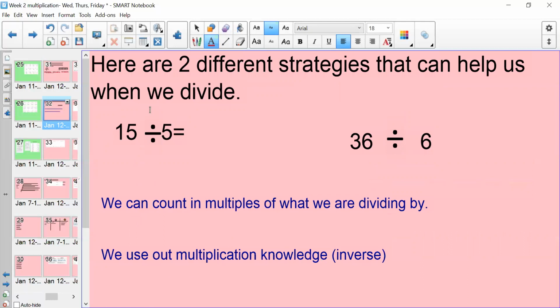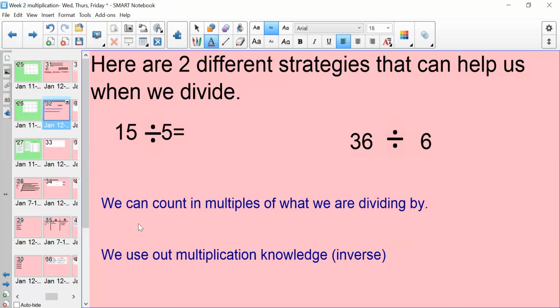So in your head, if you know what 15 divided by 5 is already, then you're on the right track. And that only comes with a lot of practice. So the more you practice, the quicker you will know your answers. But if you don't know the answers, there's two ways that you can work it out.